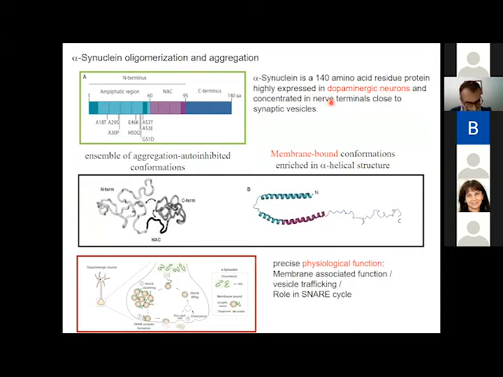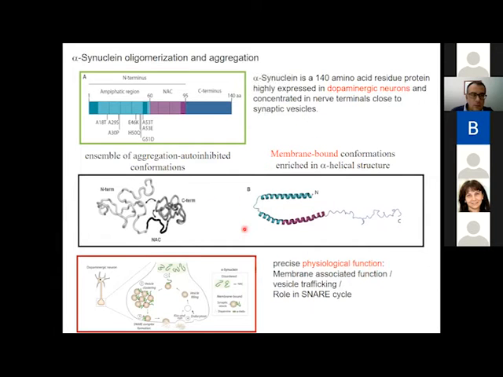it has 140 residues that are distributed in three well-defined regions. The N-terminal lipid-binding domain, the NAC region, that is amyloidogenic itself, and the C-terminus, a region that is highly charged in negative residues, such as aspartic and glutamic, for example, and it's involved in chaperone activities and also in inhibition of amyloid assembly of alpha-synuclein.